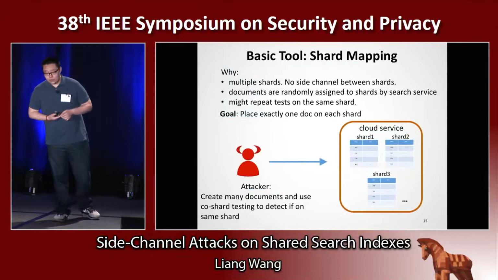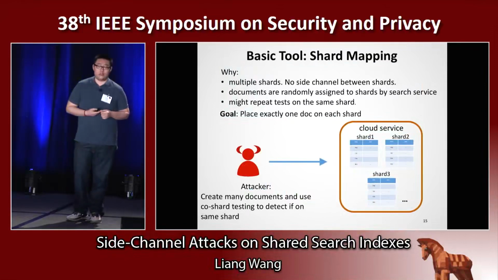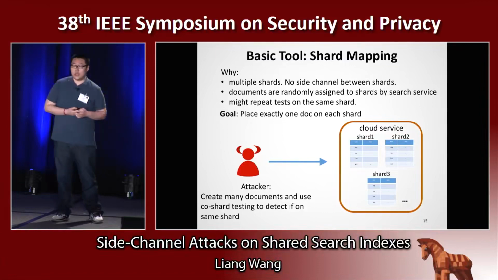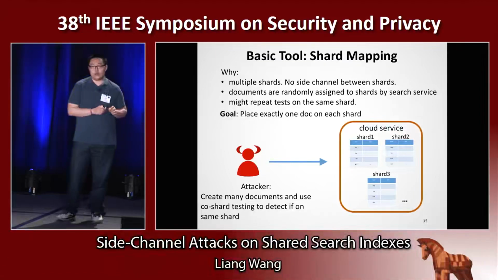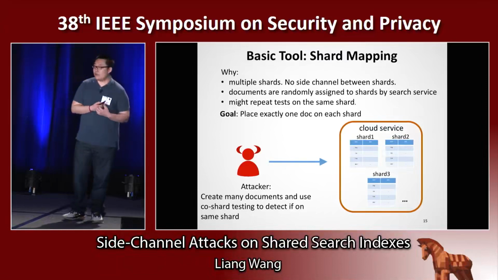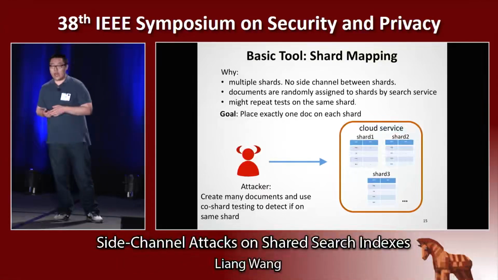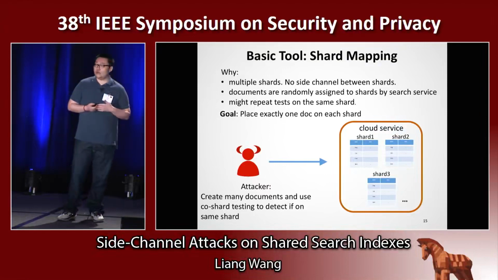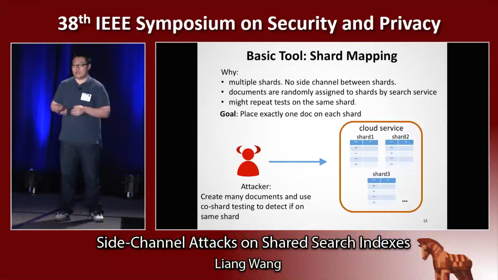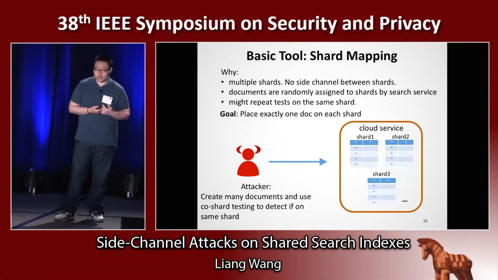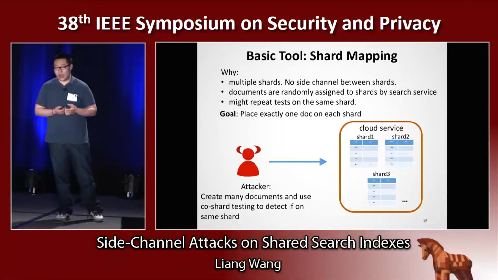Next, we use co-shard testing to build this tool called shard mapping. So why do we need this? Because as we mentioned before, a service usually has multiple shards, and there's no side channel between shards. So an attacker might want to perform her attacks on every possible shard. However, documents are randomly assigned to shards, so the attacker won't be able to know which shard a document is on. That means that she might repeat her attacks on the same shard multiple times.